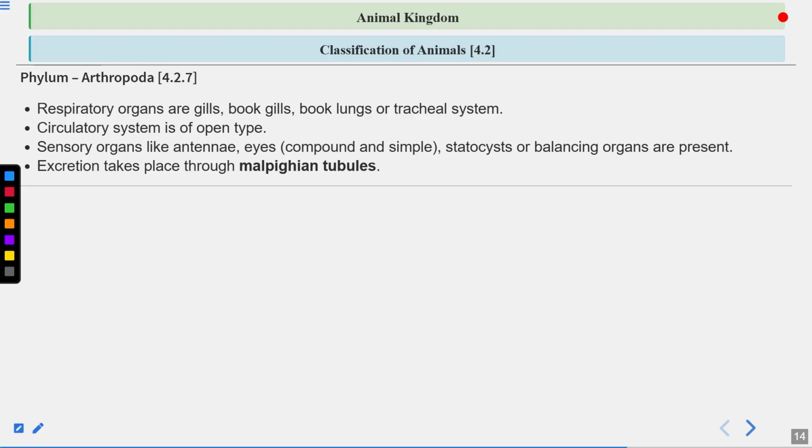Excretion takes place through the Malpighian tubule. Very important, Malpighian tubule. Every time you see that the organ name keeps changing. In the case of Annelida, they have nephridia. Now here comes the Malpighian tubule. In the Platyhelminthes, what was there? Flame cells. That is why these things are very, very important. You have to remember a lot of things in this particular chapter, right?